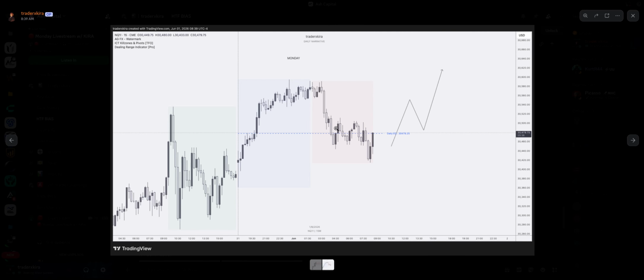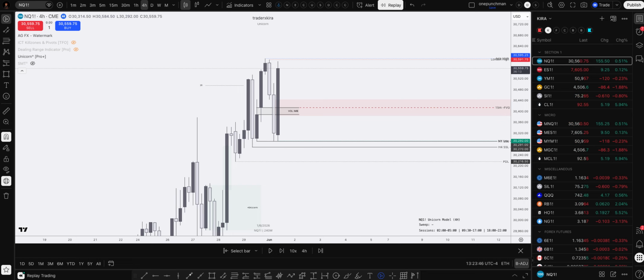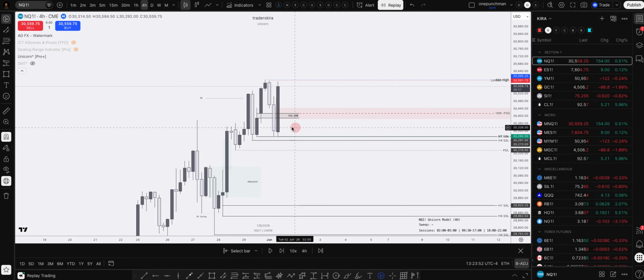So this is kind of what it looked like at 839. Price actually does end up sweeping London low here. So this kind of distorts any sort of projection I had in terms of the daily narrative. But this is tricky. This is tricky. If you're trying to figure out how to read the bias on the H4, I feel like you kind of have to wait for that H4 candle to close and then make your bias.